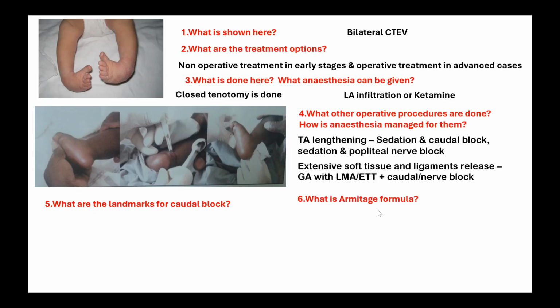What is Armitage's formula? It is used to calculate the volume of local anesthetic in caudal block, based on the level of block required. Okay. So what is the volume required for perineal surgery? For sacral, it's 0.5 ml per kg of 0.25% bupivacaine, sir. 1 ml for thoracolumbar surgeries, up to T10 level, sir. Beyond that it's 1.25 ml per kg, but reduce the concentration to 0.2 instead of 0.25.